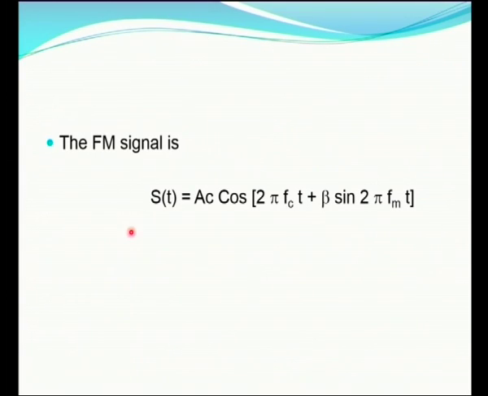So, the final FM modulated signal is mathematically written as S of t equal to the carrier amplitude Ac into cos of 2 pi Fc t plus beta times sin 2 pi Fm t, where Fc is the carrier frequency, beta is the modulation index and Fm is the message frequency.